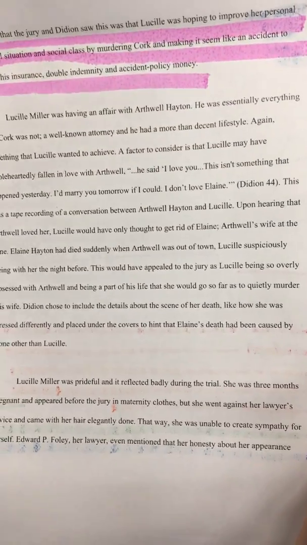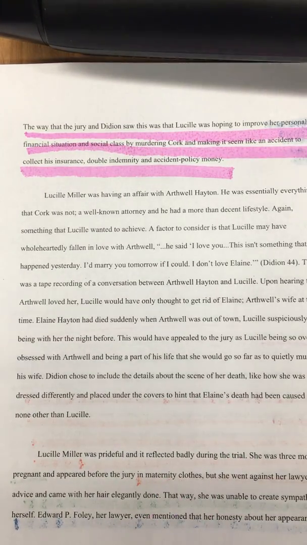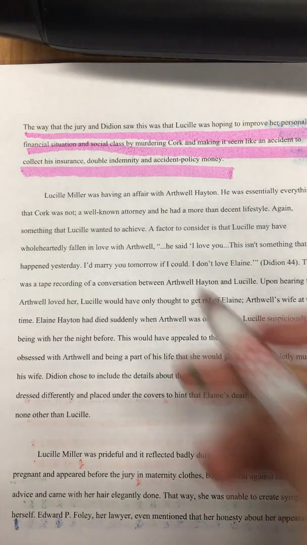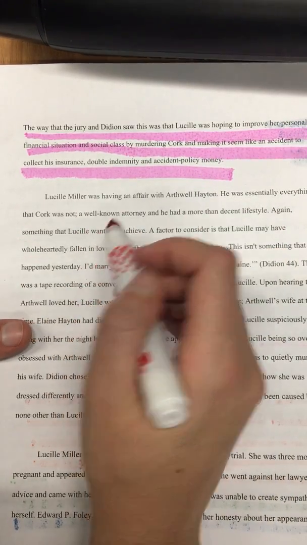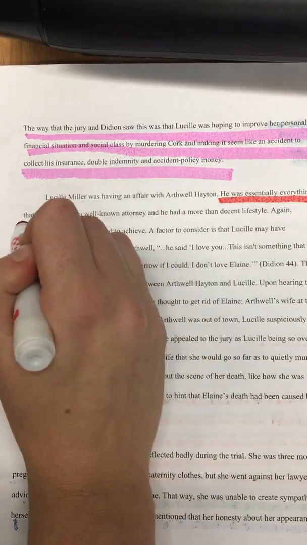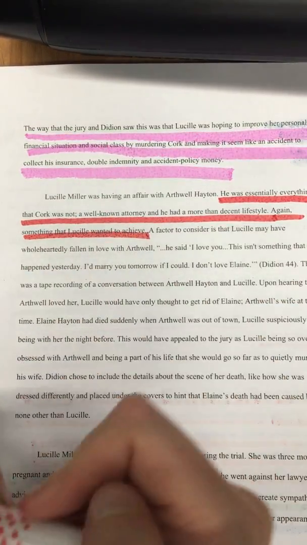Let's look at another one. Let's look at the one on this page. So again, we'll start with claim. Again, we have sort of a transition. Here's kind of we have essentially everything that Cork was not. Again, something that Lucille wanted to achieve. That's sort of our claim.